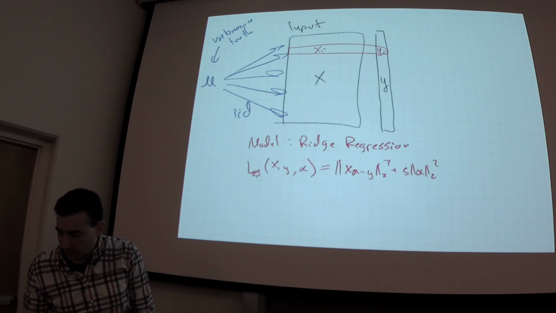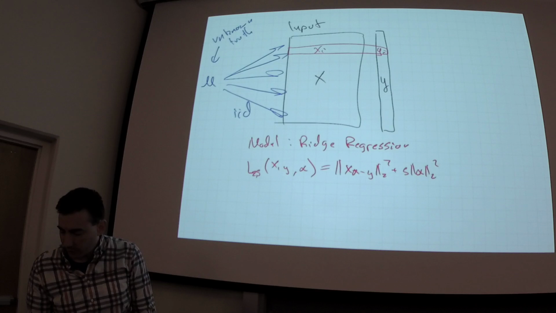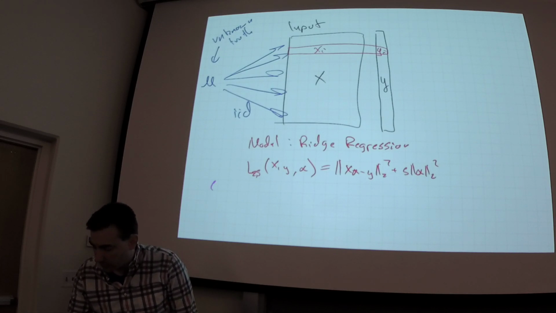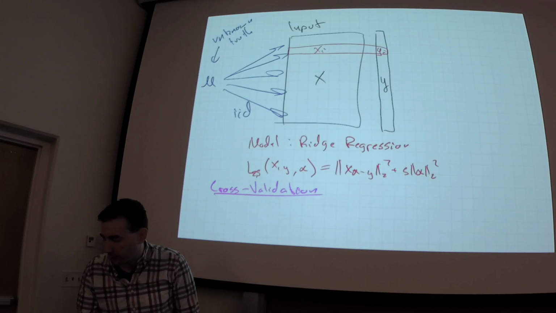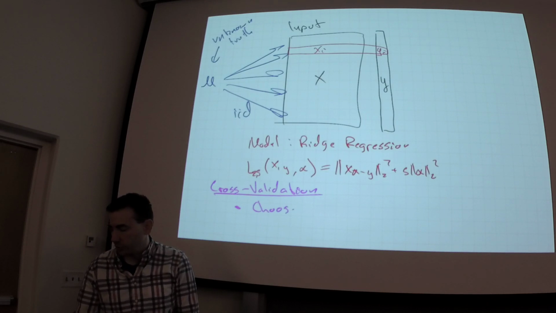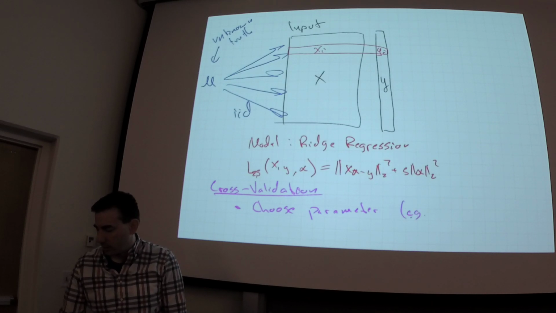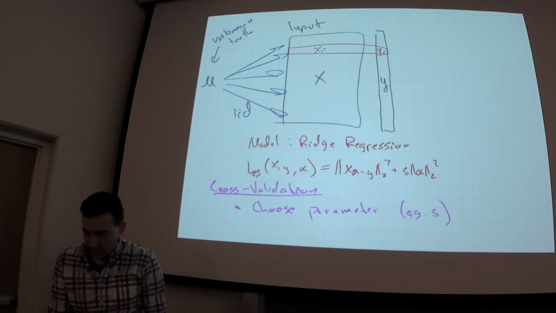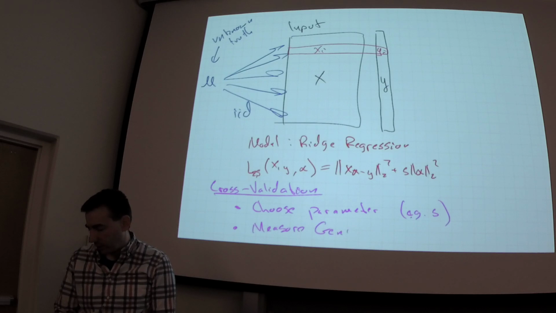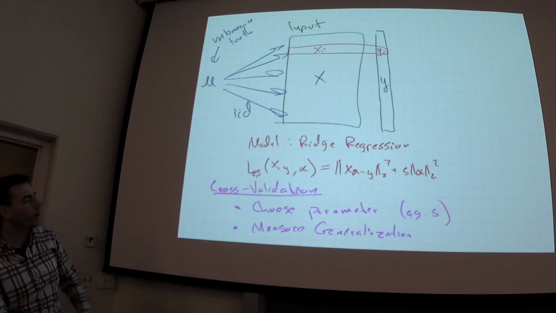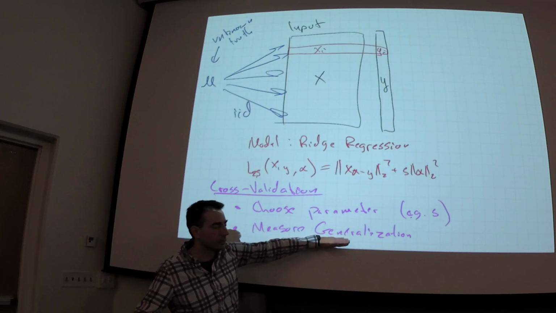Okay, so there are going to be two ways to use cross-validation. One is to choose some parameter, e.g. this value S, right? The other use of cross-validation is to measure generalization. Okay, what is generalization?